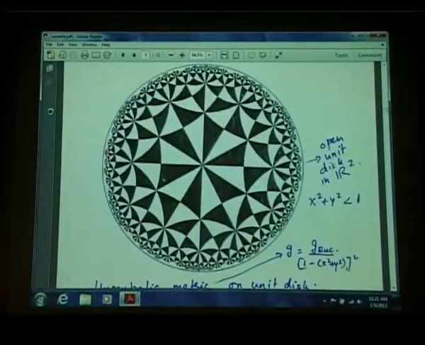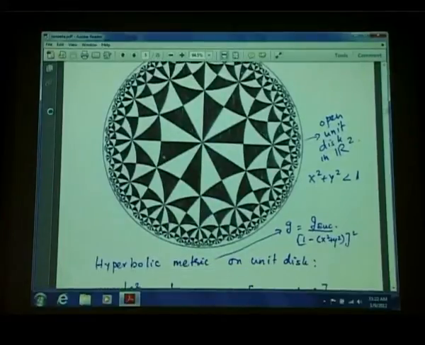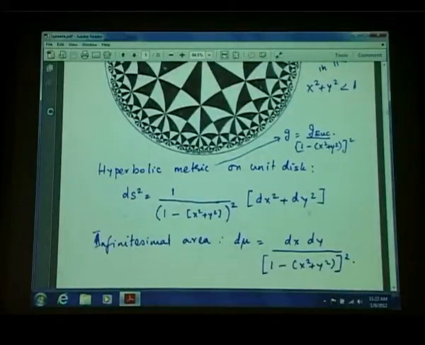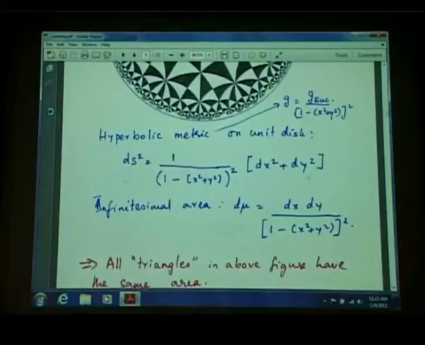So this is my open disk again. I now have another distance function, which you will see out here. This was my Euclidean distance, but then I have this additional factor out here. So this G is now G Euclidean divided by this object. Using this new distance function, which is called the hyperbolic metric on the unit disk, I now have a formula for my area.